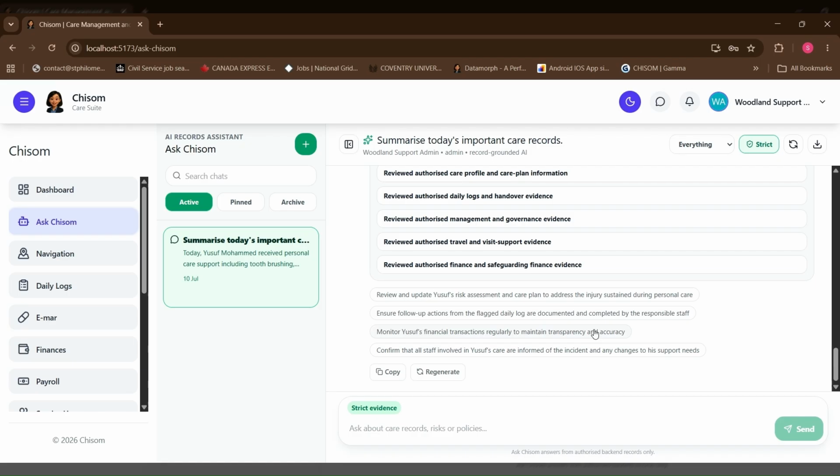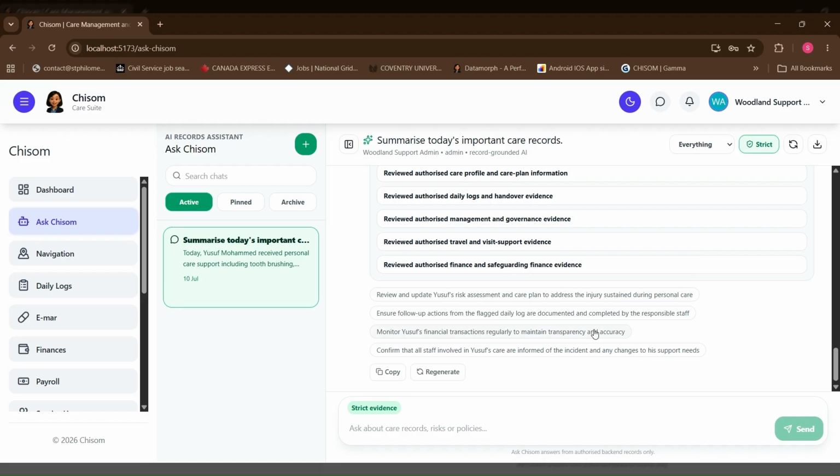So now for the first innovation, which is Ask Chisom, we're going to begin from here. Ask Chisom allows authorized users to ask questions about care records in ordinary language, and then they receive answers based on information held within the organization's Chisom environment.